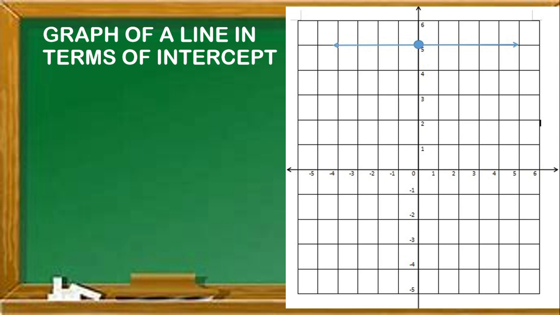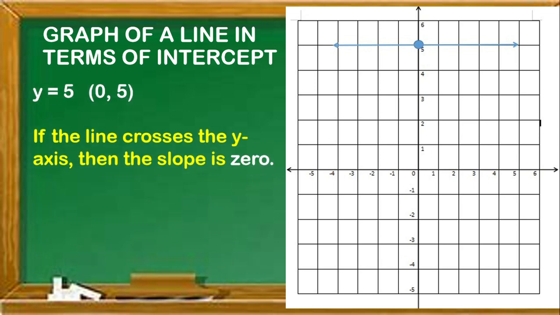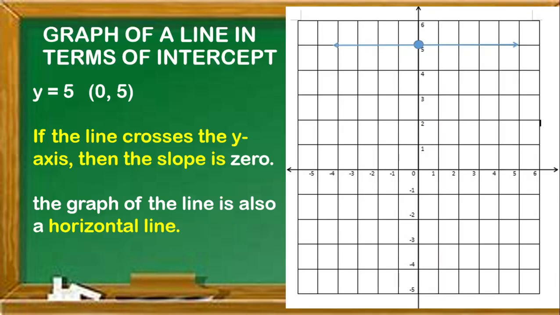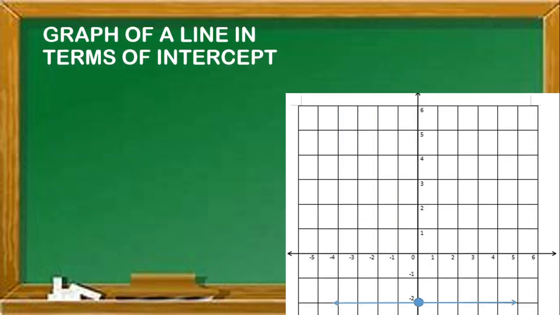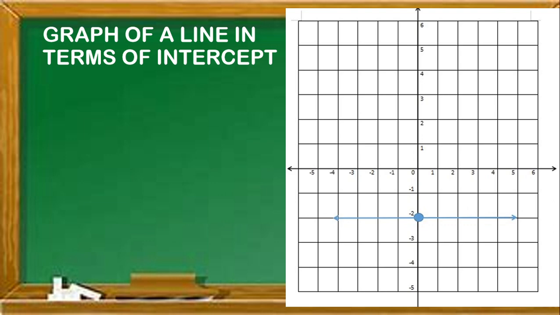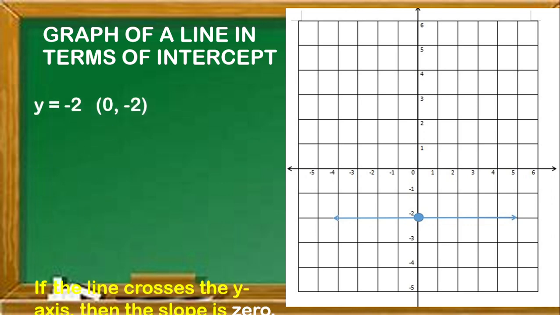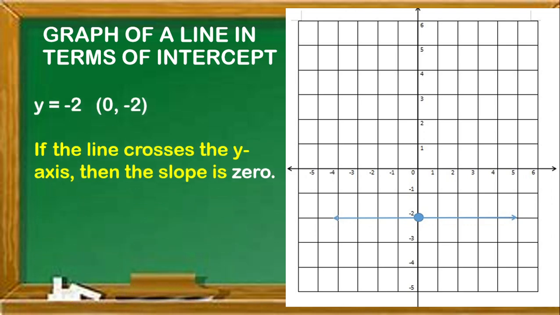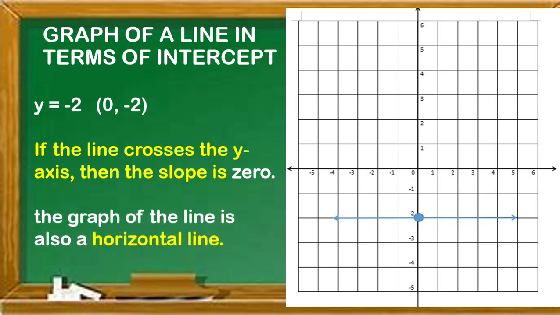And as you can see here, the line is horizontal and y is equals to 5 and the line crosses the y-axis, then the slope is 0. And the graph of the line is also a horizontal line. So another example, our y here is -2. So if the line crosses the y-axis, then the slope is 0 and the graph of the line is also a horizontal line.